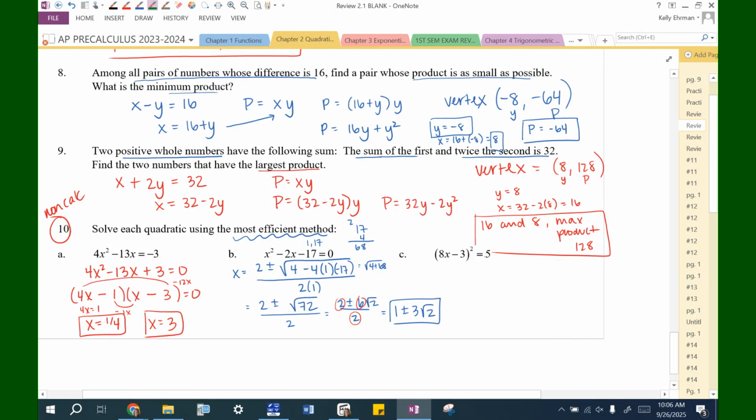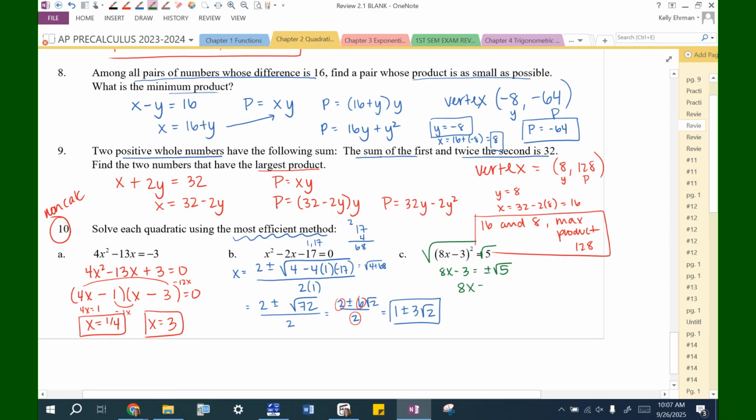Now on this last one, if I wanted to factor or use quadratic formula, I would have to square out this binomial and get it equal to 0. But remember, if you can get rid of the squared because you can isolate it by using the square root method, then this is probably going to be faster. This leaves me with 8x minus 3 equals plus or minus radical 5. I'm not putting an absolute value around this because the plus or minus takes care of that.